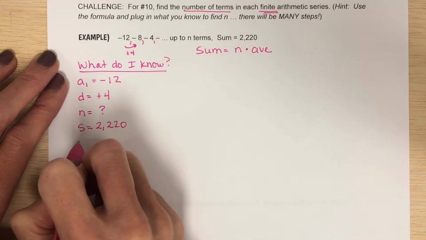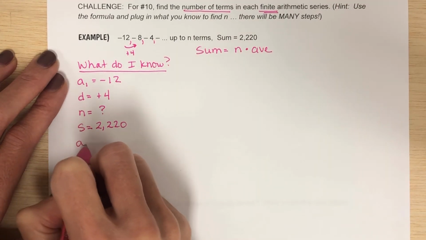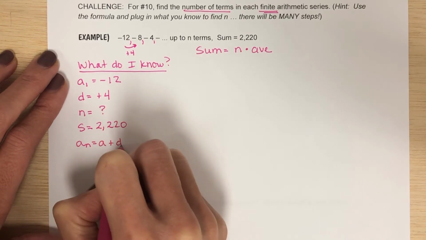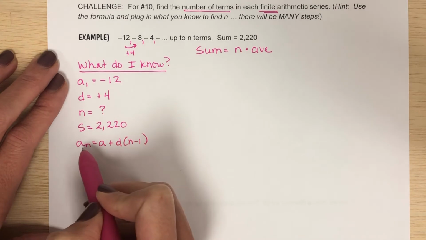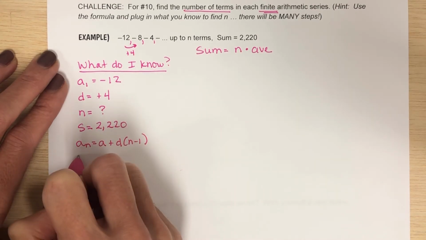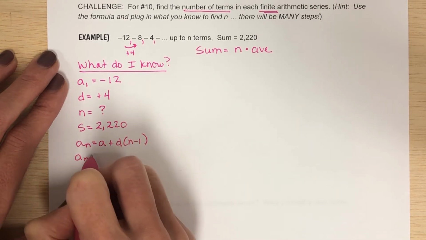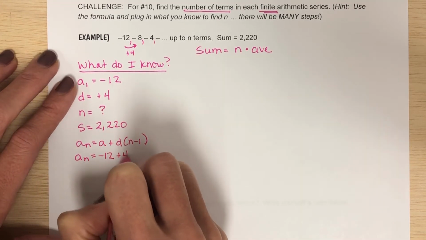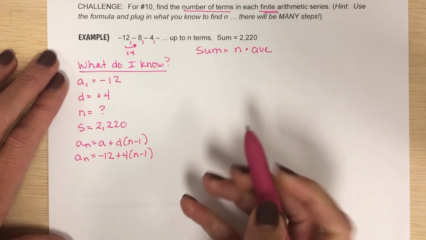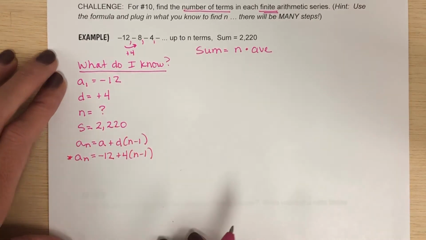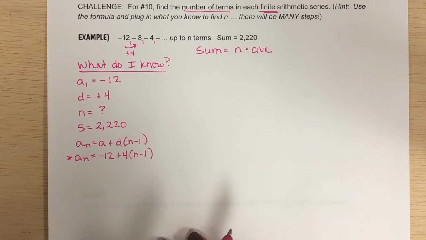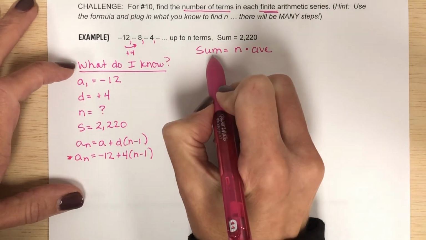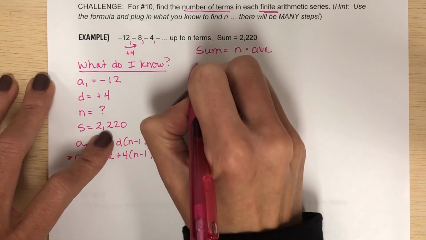So I go back to my last section. Last term, well, any term can be written as the first term plus the common difference times n minus 1. So my last term, which I'm still writing as a sub n because I don't know how many terms there are, is my first term plus my common difference times n minus 1. Okay, so this is my last term. Whew. Well, let's just start plugging stuff in, and I might get something really funky. So my sum is 2,220.